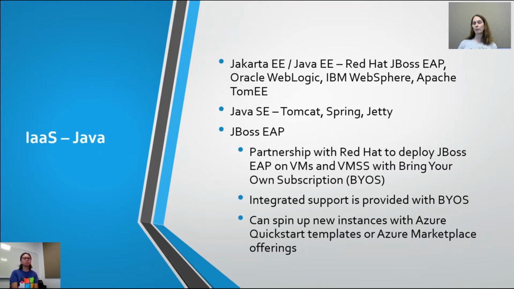So talking a little bit about the JBoss example that we've got in Azure, we've developed it with a partnership with Red Hat so that they could provide integrated support. This allows customers to host production workloads on Azure with the same level of support that they got on premises. Microsoft supports the infrastructure and Red Hat supports the JBoss installation.